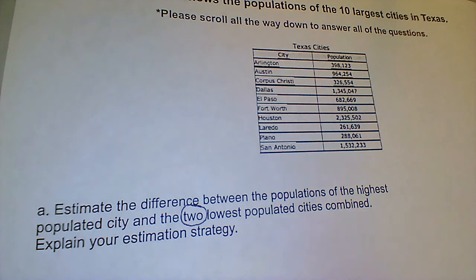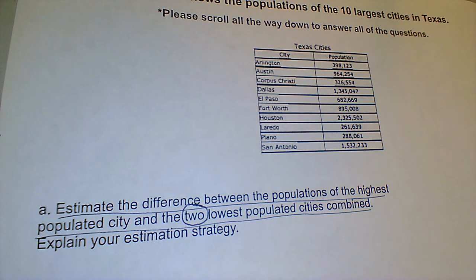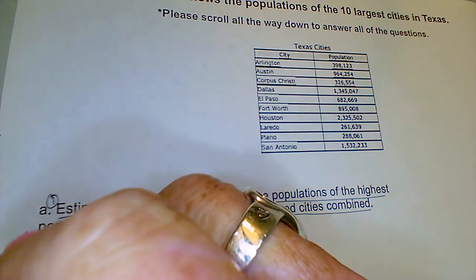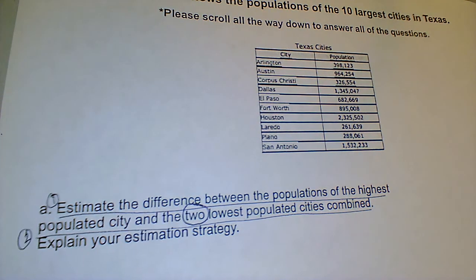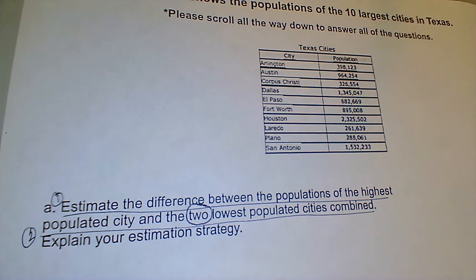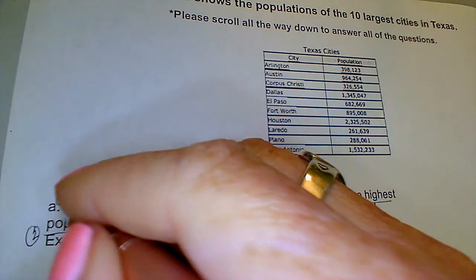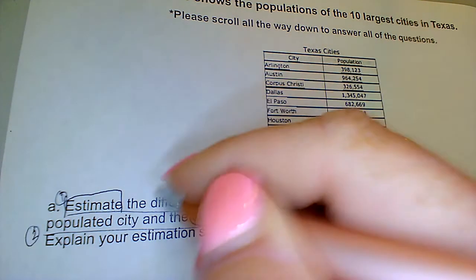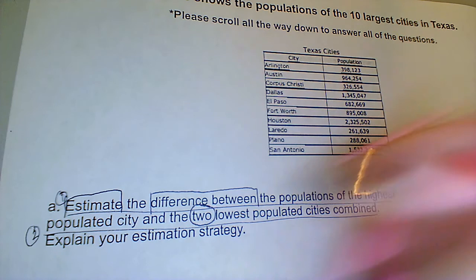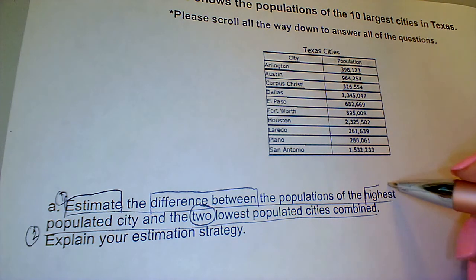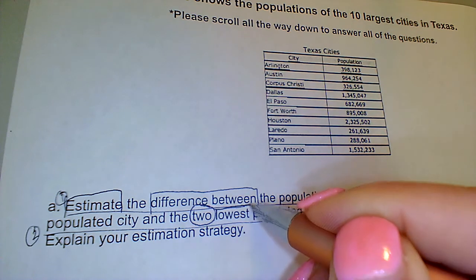We're going to underline the question, which is basically estimate the difference between the populations of the highest populated city and the two lowest populated cities combined. This has 2 parts to it. So we need to make sure that we answer both parts to have it be complete. Boxing keywords. The first one is estimate. The difference between. Highest and two lowest.